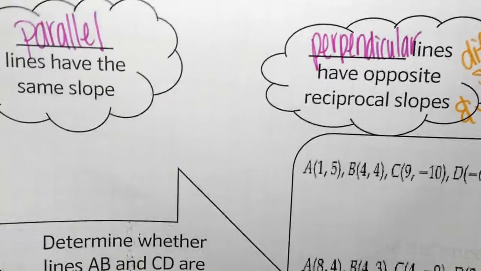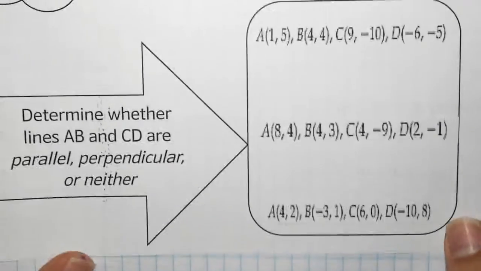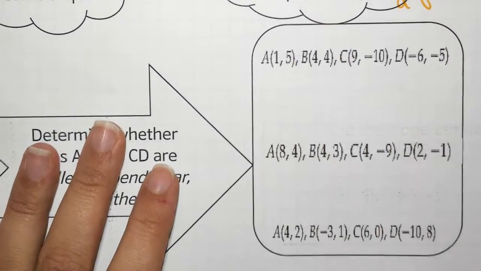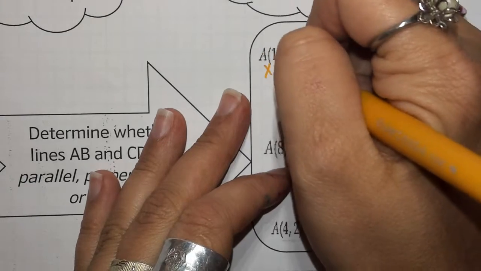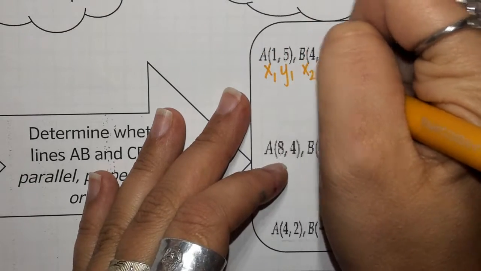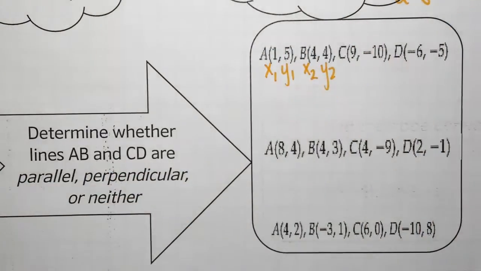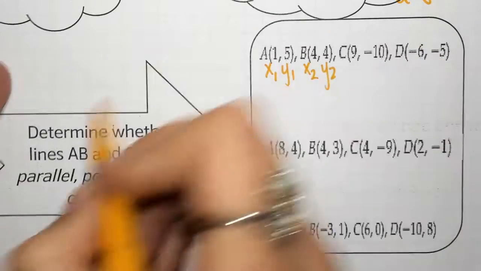Now we're going to come down here and use our slope formulas to determine if these are parallel, perpendicular, or neither. So first, we're going to label A, x1, y1, and B, x2, y2. And we're going to find the slope of line AB.